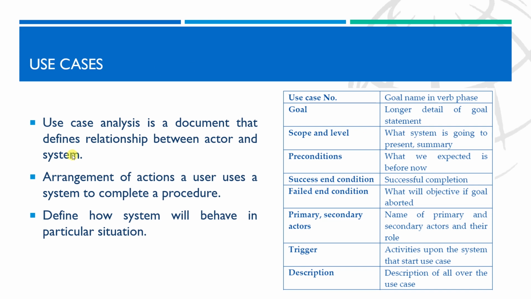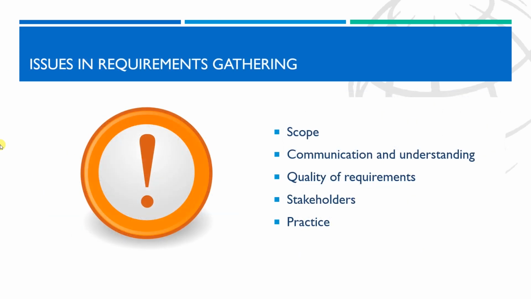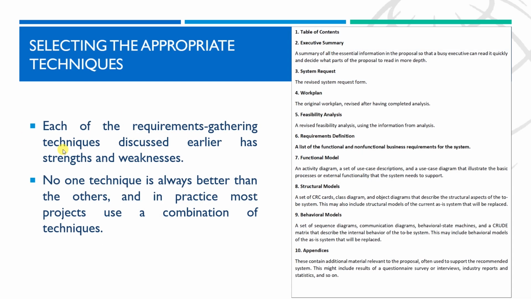And we have issues in requirements gathering. When we talk about requirements gathering or requirements elicitation, there may be many issues in gathering data from users or stakeholders. Here we'll describe some issues and solutions to these issues. The issues are scope, communication and understanding, quality of requirements, stakeholders, and practice.